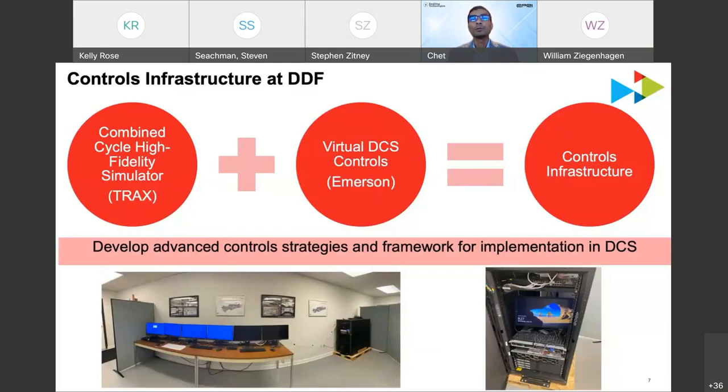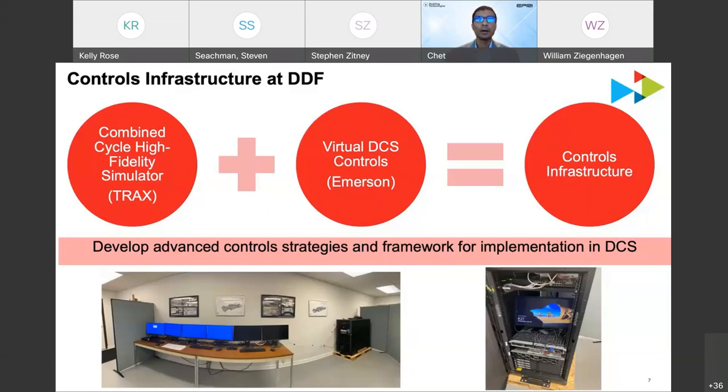So what we want to do with this high fidelity simulator is that we want to look at control loops that give us trouble in how we control our power plants, mainly combined cycle plants. So we want to use this simulator to try new algorithms, advanced algorithms, such as model predictive control for things like steam temperature control, drum level control.